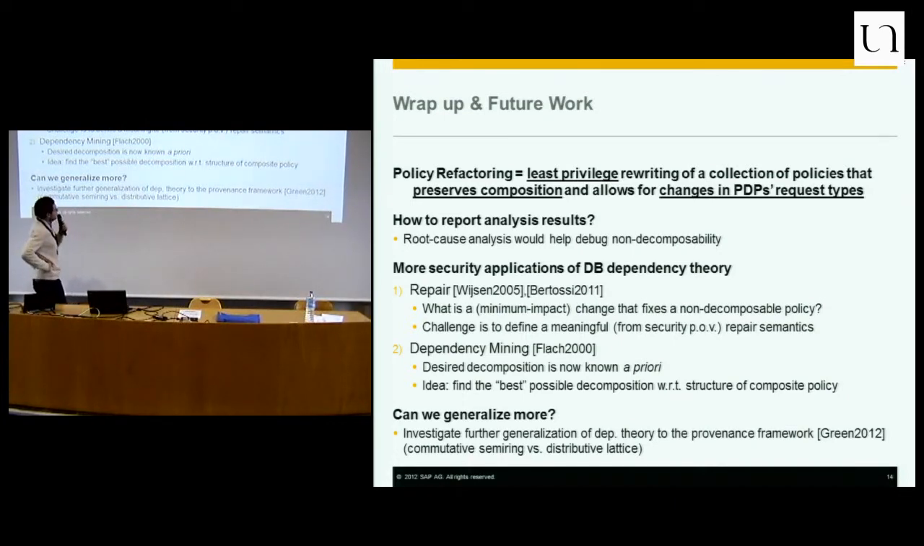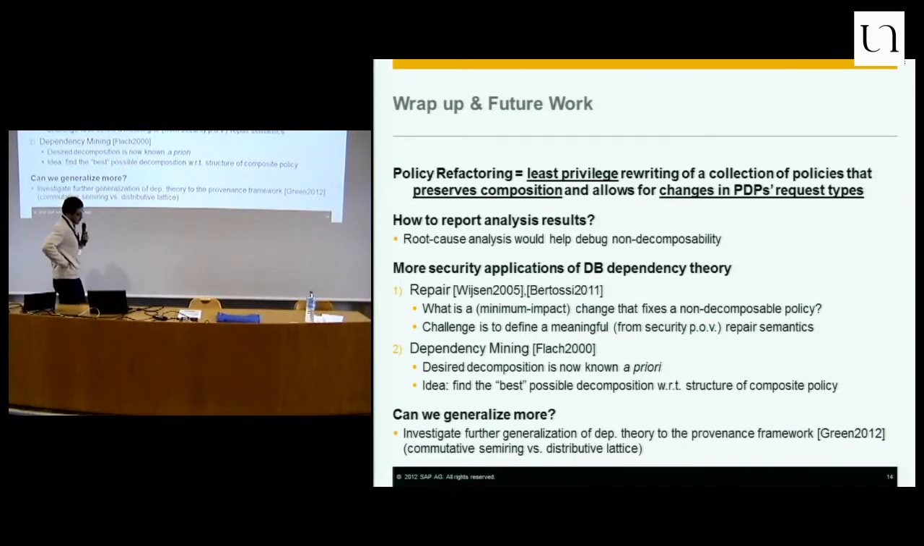More interesting options would be to reuse existing literature in, for instance, database repair, which lets you fix a database instance, relation instances, based on constraints. Another interesting research avenue would be mining the dependencies, instead of having the decomposition you have in mind from the very beginning. We would use existing approaches to mine the dependencies in order to find the best possible decomposition with respect to the structure of the composed policy.